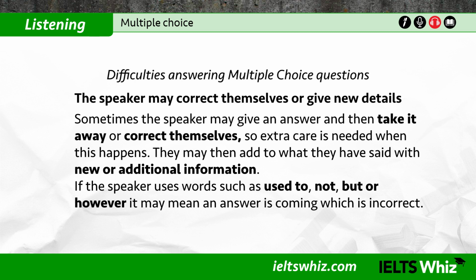Sometimes the speaker may give an answer and then take it away or correct themselves, so extra care is needed when this happens. They may then add to what they have said with new or additional information. If the speaker uses words such as used to, not, but, or however, it may mean an answer is coming which is incorrect.